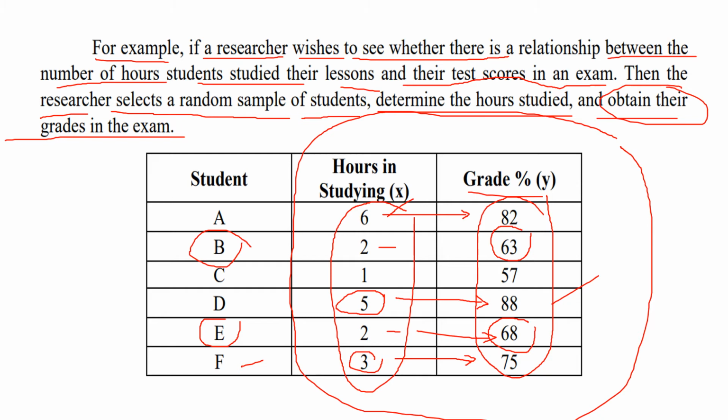So for us to visualize, because at first, based on the table, we cannot conclude that if the number of hours in study increases, the grade also increases. But using the concept of a scatter plot, we can determine the direction, the strength, or what type of correlation this is. Is it positive, negative, or zero correlation? So using the scatter plot, we can visualize if there is a significant relationship between these two variables involved.